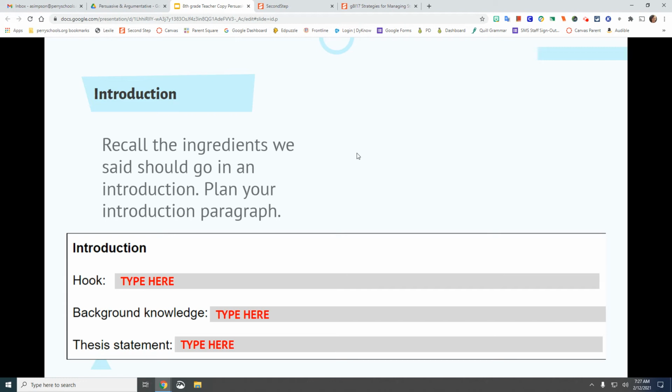Remember, the background knowledge is 1 or 2 sentences. You act like the reader has never heard of your topic before. What do they need to know about your topic before they read your paper? And then your thesis statement, you're just retyping it again. But this is your introductory paragraph right there.